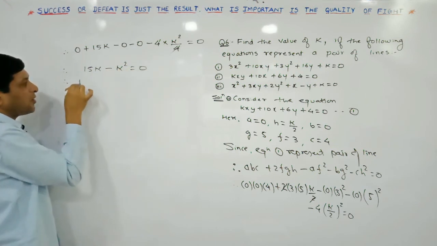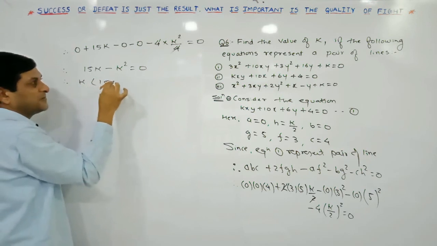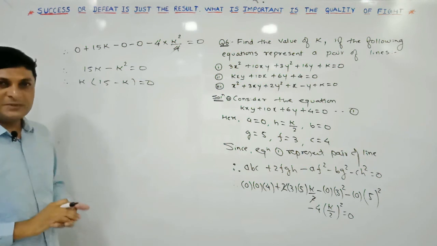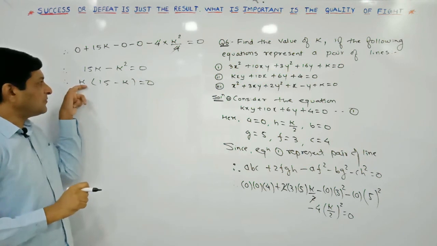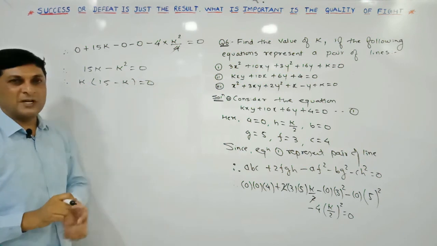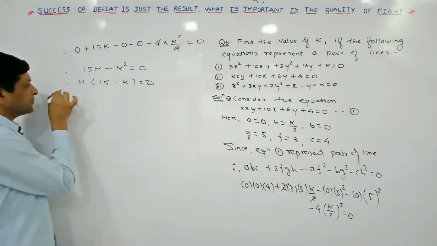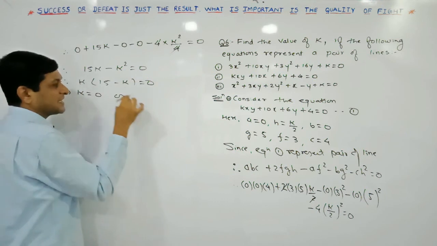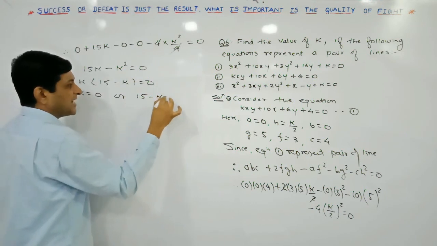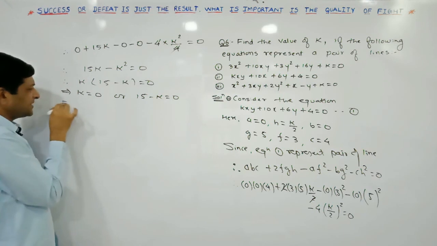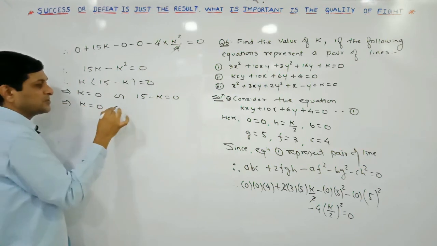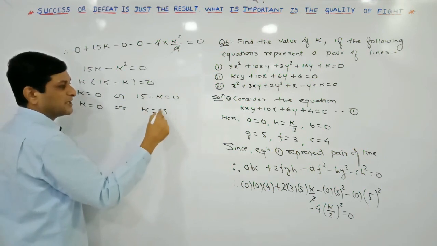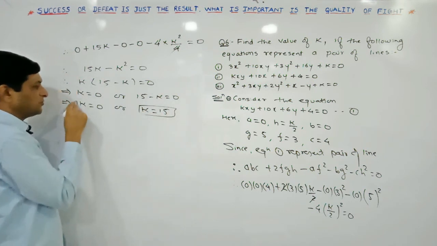If we take k common from both the terms, here we will get k times 15 minus k is equal to 0. Just simply k we have taken common from these two terms. Here the product of the first and the second factor is equal to 0. This means the product of two terms is equal to 0, which implies that either the first term is equal to 0 or the second term is equal to 0. Means 15 minus k is equal to 0. This implies that k is equal to 0, or minus k on this side will become plus k, so k will be equal to 15. In this way we have got two values of k.